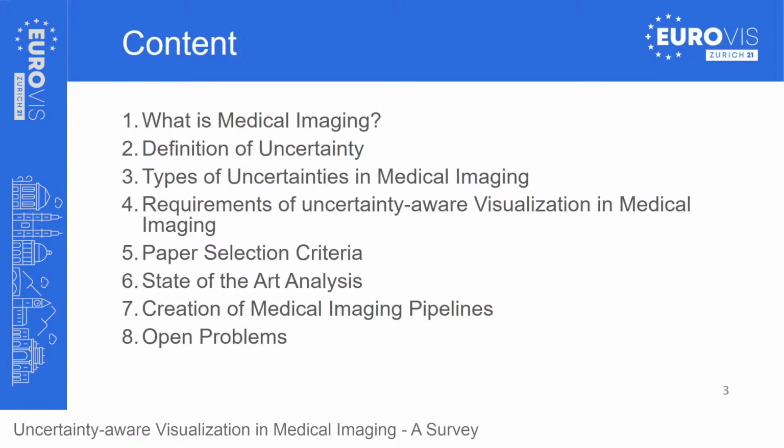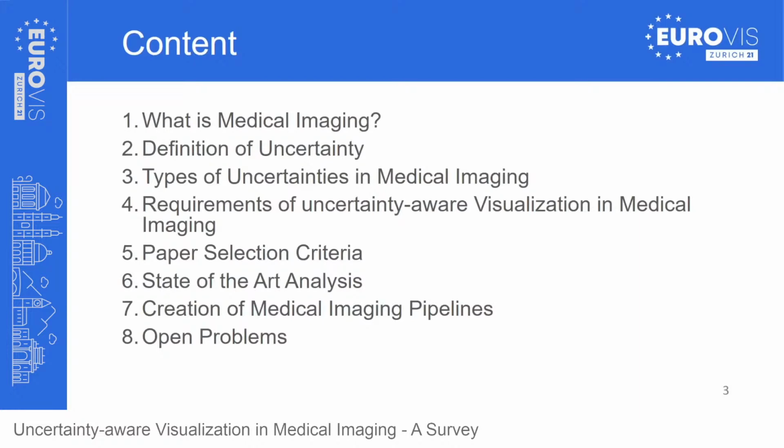So now we come to the content of this talk, and we will first talk about what medical imaging actually is, which is probably not known by everyone. And then we will define uncertainty and define the types of uncertainty that exist in medical imaging. Resulting from that, we will come up with some requirements of uncertainty-aware visualization in medical imaging.